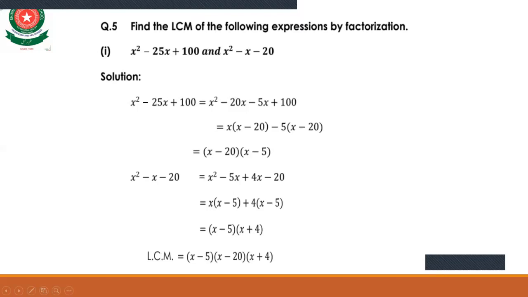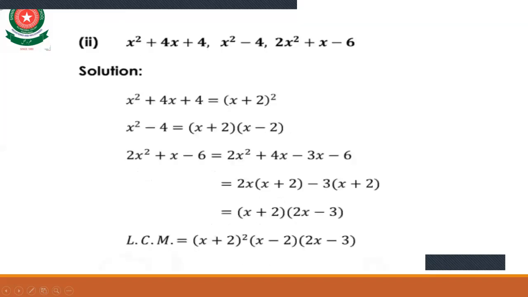Here x minus 5 is common, so you have to write it one time: x minus 5 into x minus 20 and x plus 4. That is our LCM. Let's move to the next question.